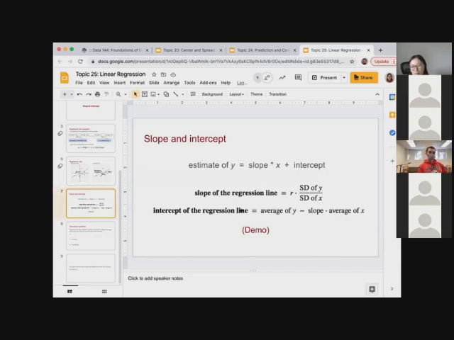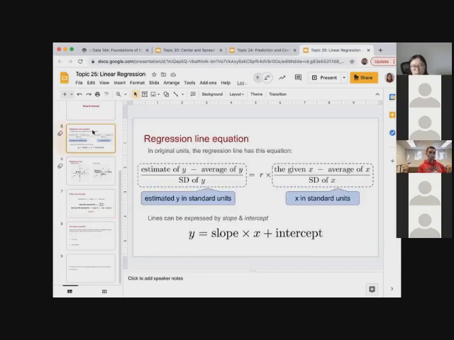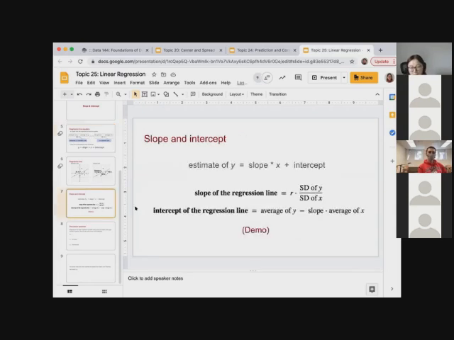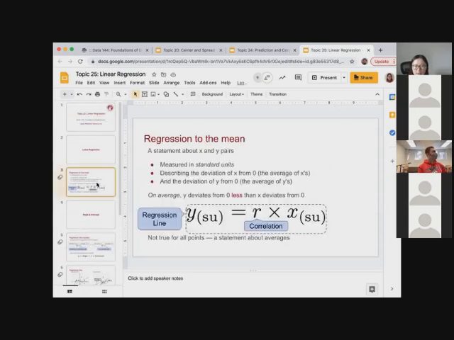And then the intercept of the regression line comes from going back to this expression, and we're able to get the intercept as the average of Y minus the slope times the average of X. Again, hopefully it's not too tricky. I think it's important to think about everything in terms of standard units first.